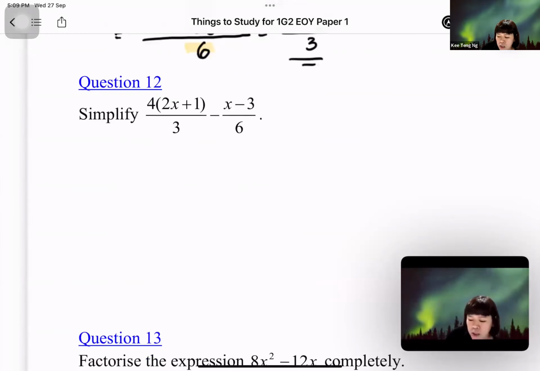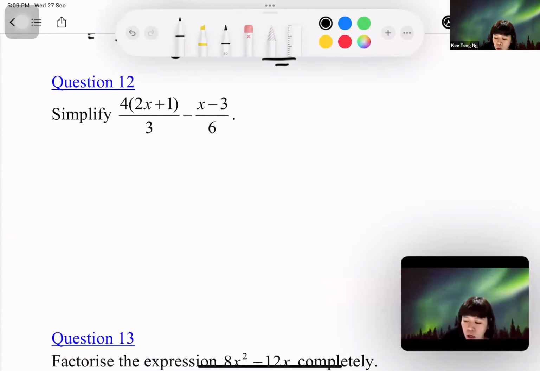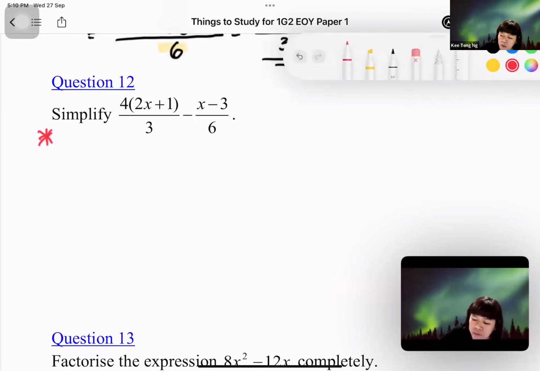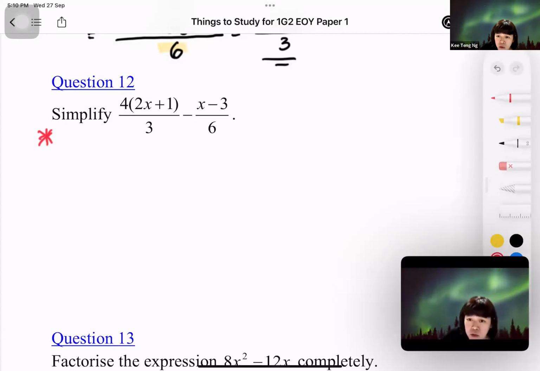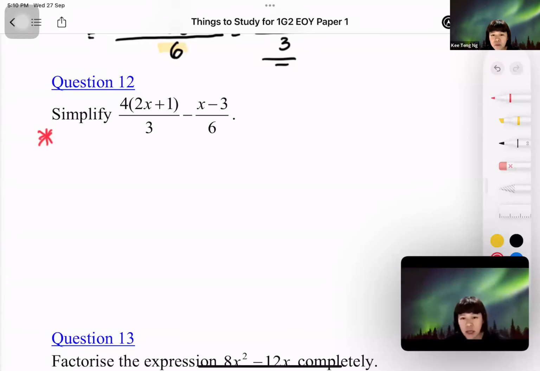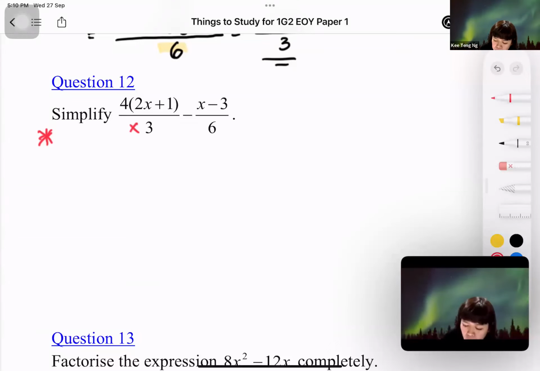Okay, next question, this one, please take note. Look carefully at this. What is the LCM? What is the LCM that we should take note of? Three, correct. 3 is the LCM. No, just make the denominator six, the six same. Yeah, so some people will say, oh, I times 6. Then here times 3.